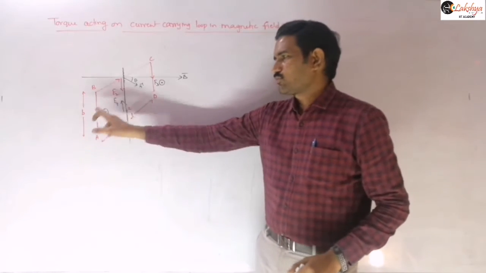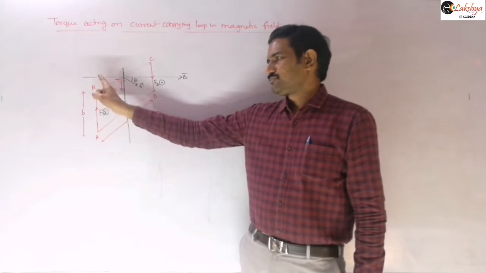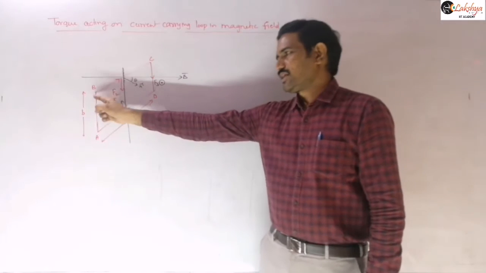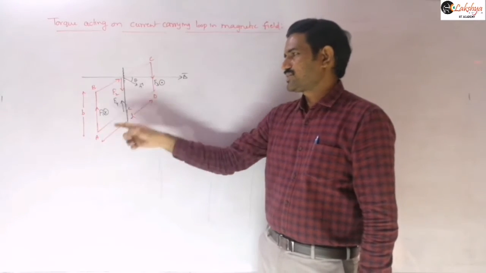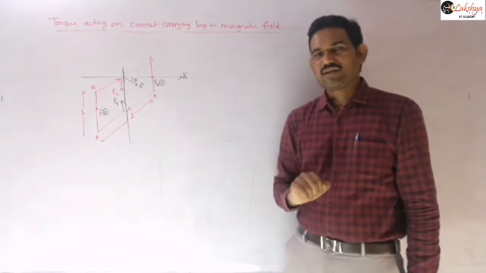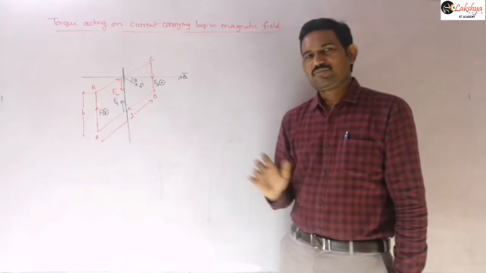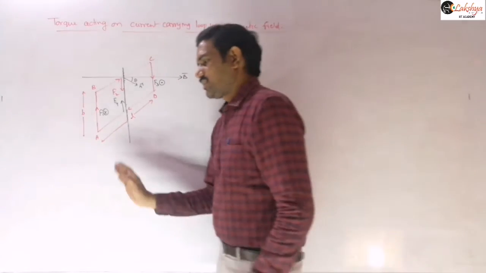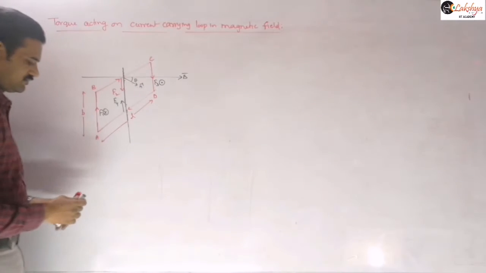That means, in conclusion, F1 and F3 will be cancelled, because the force acting on the AB side and the CD side will be the same, equal in magnitude and opposite in direction. So the BC and AD parts will also be the same, right? Those two also get cancelled. So the net force acting on this loop will be 0.